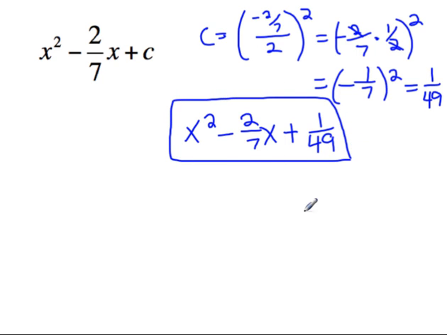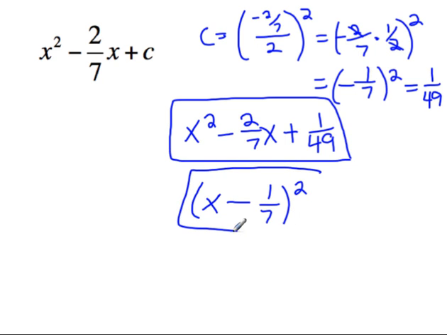I found C. Now if I write this as a binomial squared, it's going to be x minus, because of this minus sign here, and then inside here is 1/7. So it'll be x minus 1/7 squared. So that is my binomial squared. This number here is a couple different things. It's the square root of that. It's what's in the parentheses before you square it when you're finding C. Or you could even take half of that. Half of negative 2/7 is what goes in the parentheses.